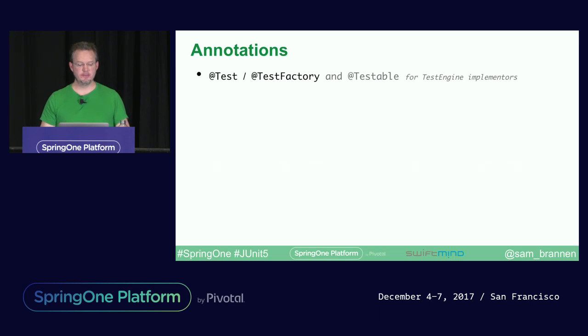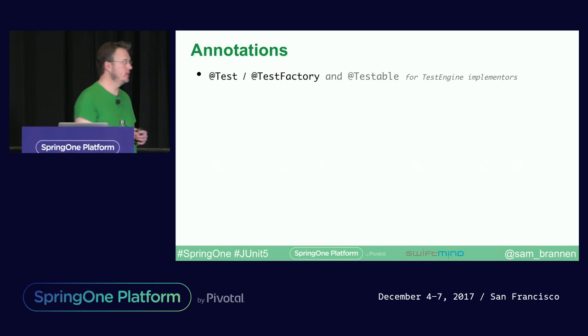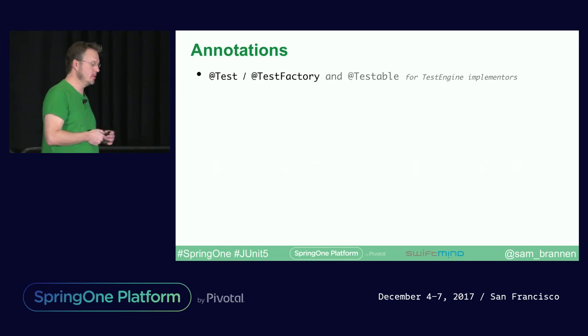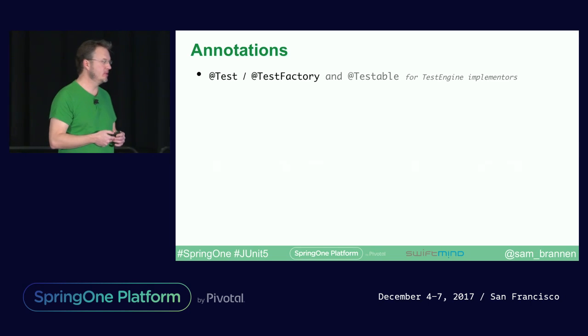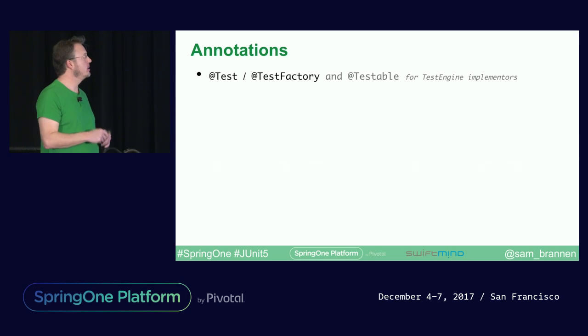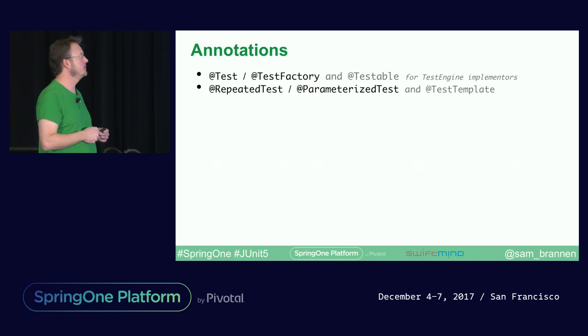So annotations, just kind of a whirlwind overview here. We have a Test annotation. We couldn't come up with a better name, so we just called it Test, but it lives in another package. And TestFactory for dynamic tests. And if you're implementing your own engine, you would want to take a look at the Testable annotation as well. So repeated tests, parameterized tests, we have that. They are specializations of TestTemplate.